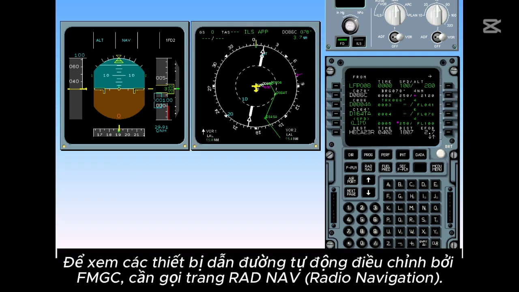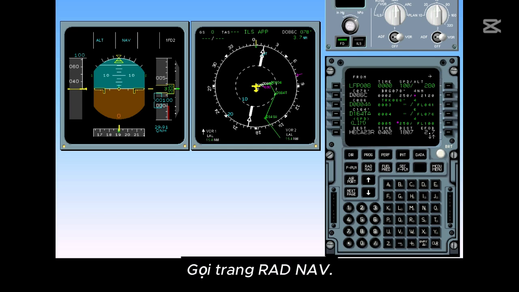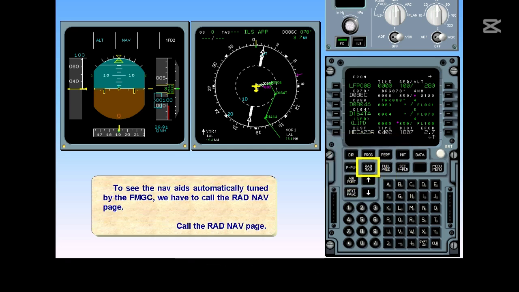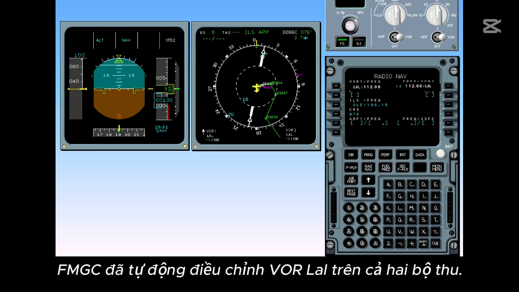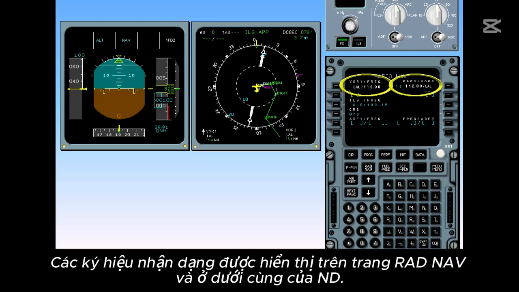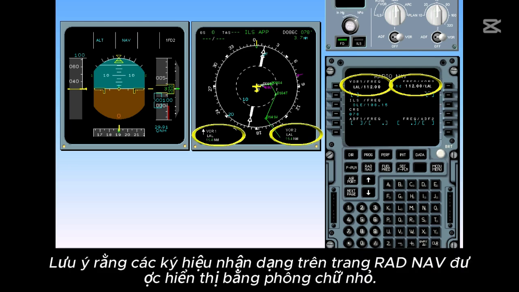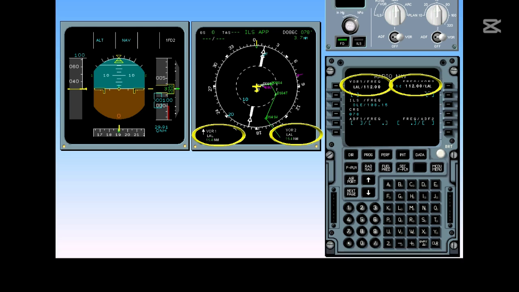To see the nav aids automatically tuned by the FMGC, we have to call the RadNav radio navigation page. Call the RadNav page. You can see on the radio navigation page that the FMGC has automatically tuned the VOR Lima Alpha Lima on both receivers. The identifiers are shown on the RadNav page and on the bottom of the navigation display. Note that the identifiers on the radio navigation page are in small font.